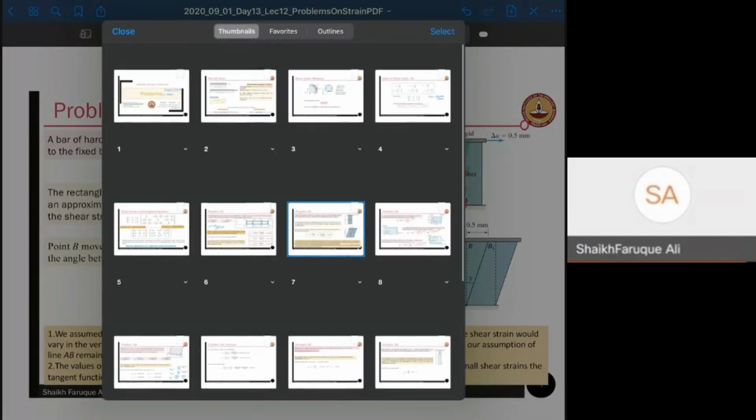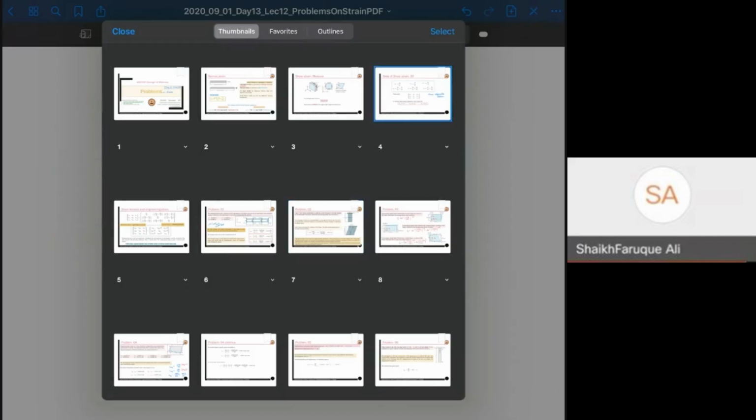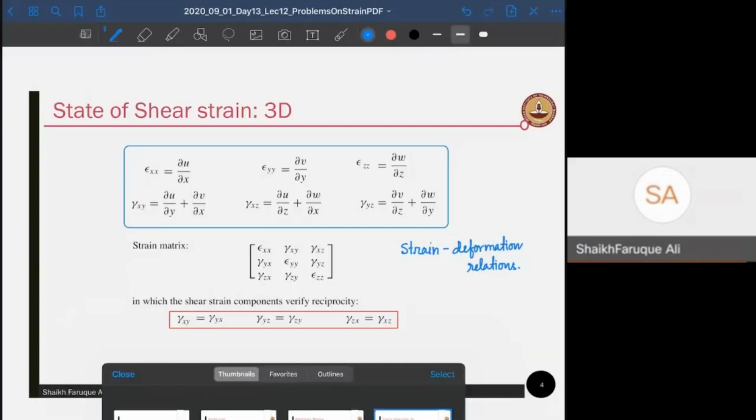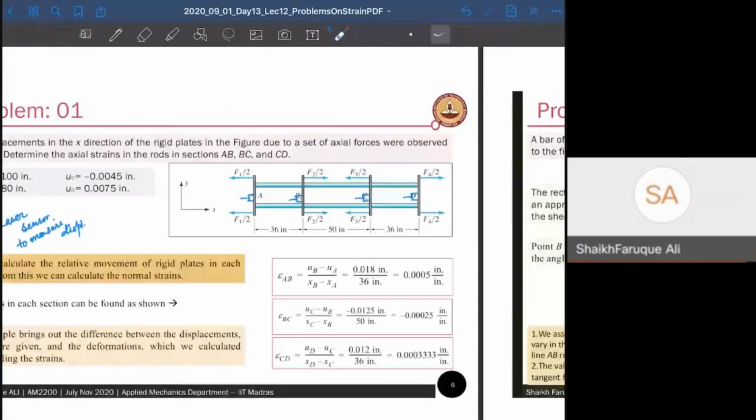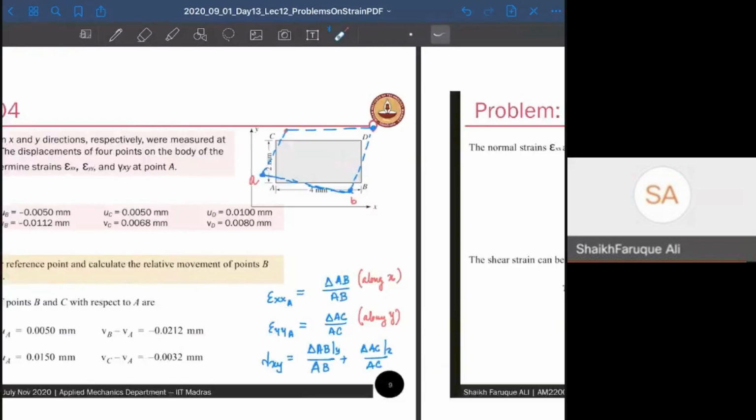I don't know where the formulas are. Yes, probably here. So if you can see, it is del u by del x. That means deformation of u along x by x, and gamma xy is del u by del y plus del v by del x. Okay, clear? So we'll go there and do these calculations now.